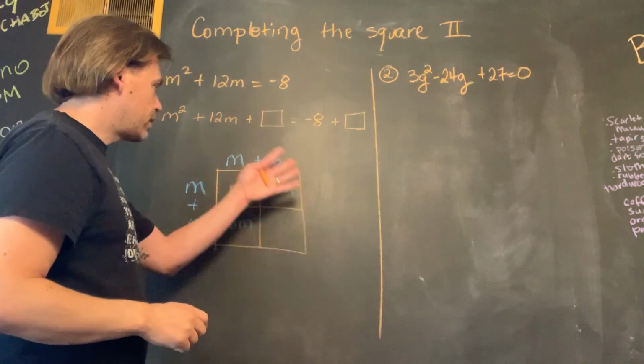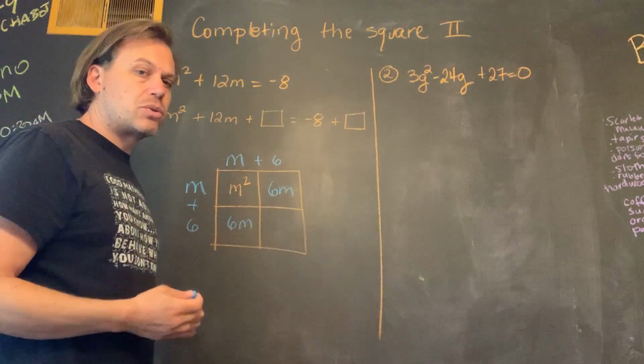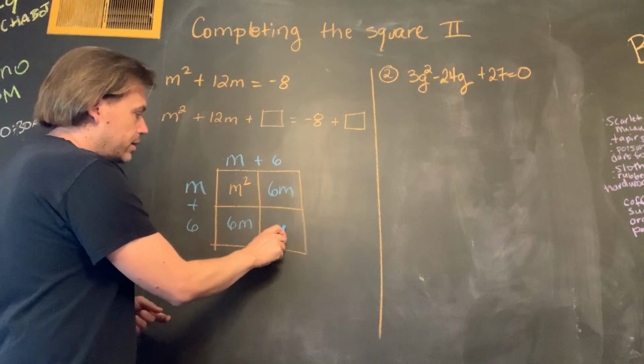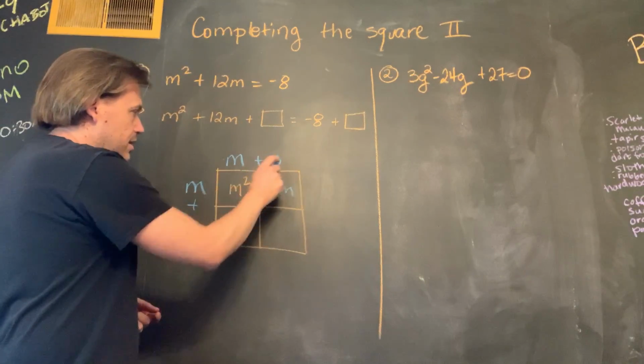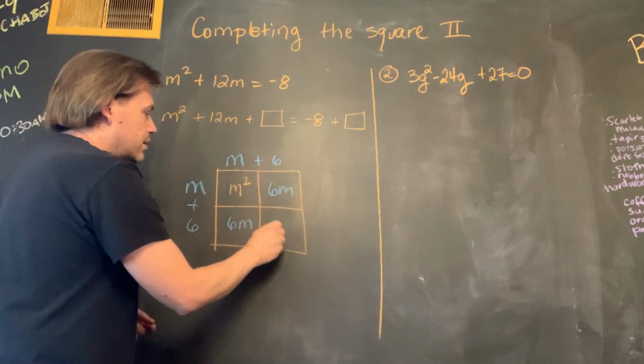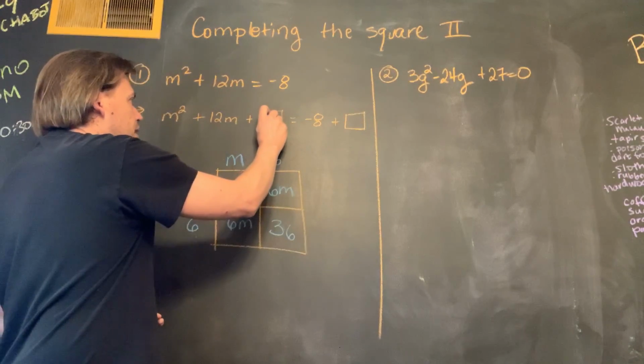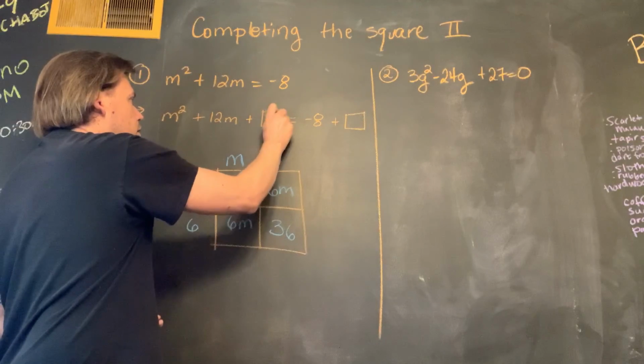Now, in order to make all of this work out and be true, we need to have this last part here be the product of 6 and 6. So I need to do 6 times 6. That gives me 36. And that's what I'm going to add to both sides of the equation.